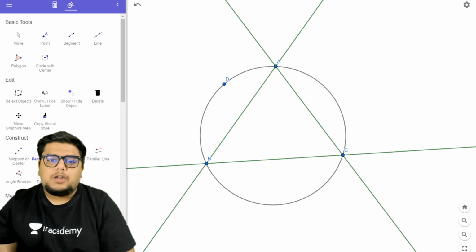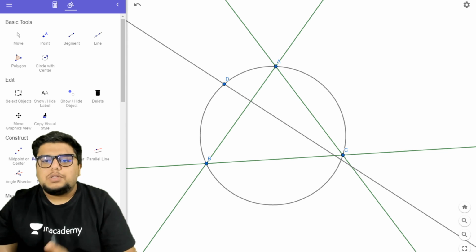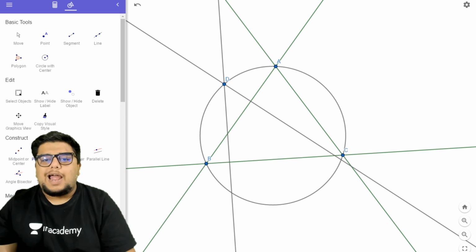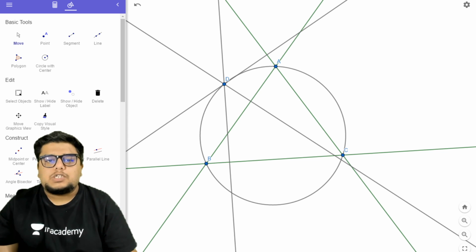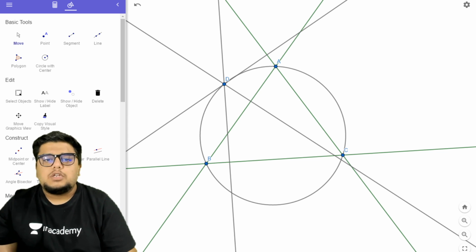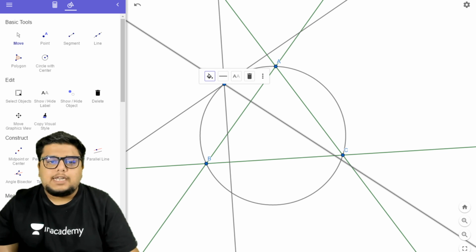So I'll draw the perpendicular line. One perpendicular I'll draw to AB. So this is the first perpendicular. Second I will draw to BC and third I will draw to CA. तो मेरे पास 3 perpendiculars आ गए. Let me change the color so there is no confusion here. So one line is here, one line is here, and one line is here.